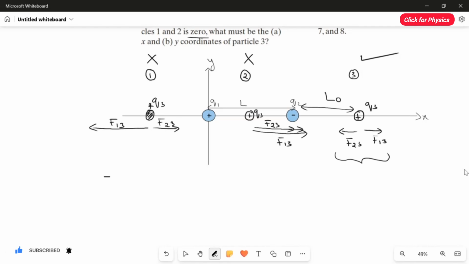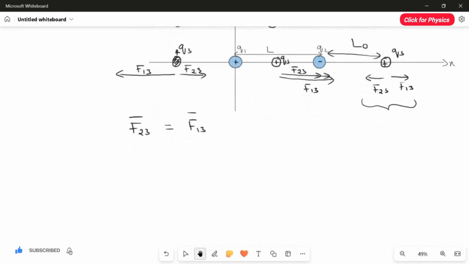So here F23 is equal to F13, right? So I'm going to apply Coulomb's law for these. So apply Coulomb's law for charges 2 and 3. So what you will get? Coulomb's law says K times the magnitude of the second charge times the magnitude of the third charge over the distance between 2 and 3 squared. The distance between the second charge and the third charge is L naught.